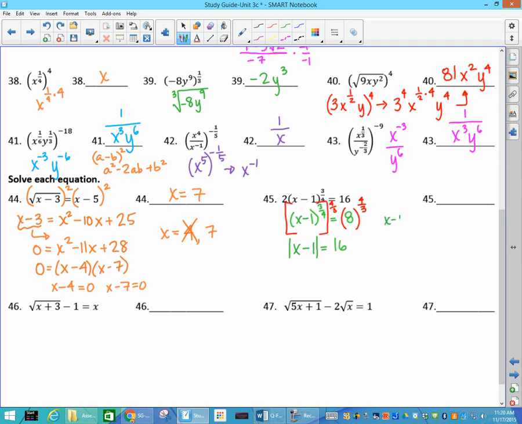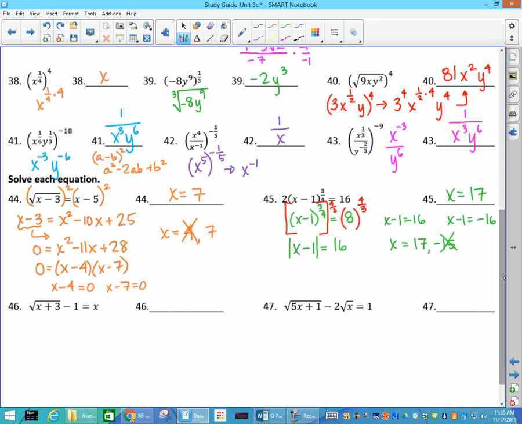So that tells us that x minus 1 equals 16, or x minus 1 equals negative 16. And so I add 1: 16 plus 1, and I add 1 to this, and I get negative 15. Okay? And you go back and check those, and when you check them, you will find out that negative 15 does not work because you can't take the fourth root of negative 16. So x equals 17 in this case. And if you have any problems with that checking, please come see me.